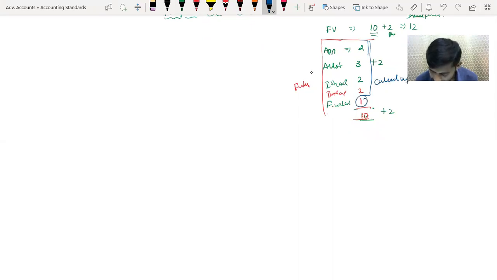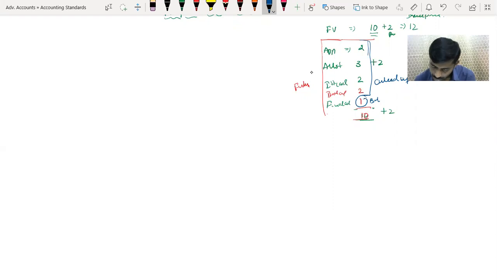So only the balance of 1 rupee alone remains. The company has not called it. Only the company alone has not called it.